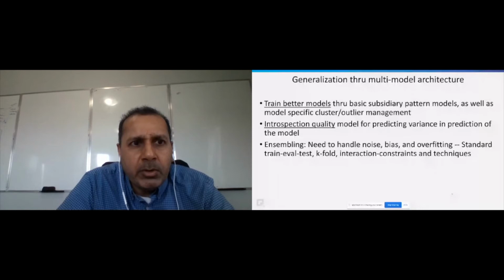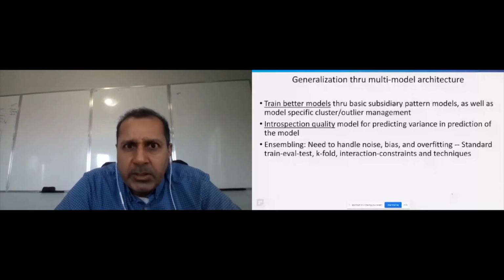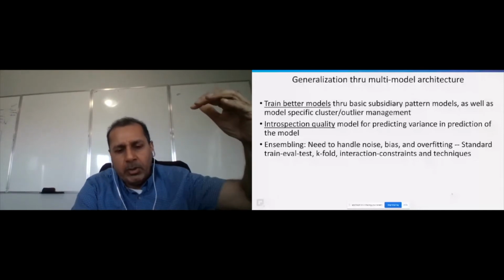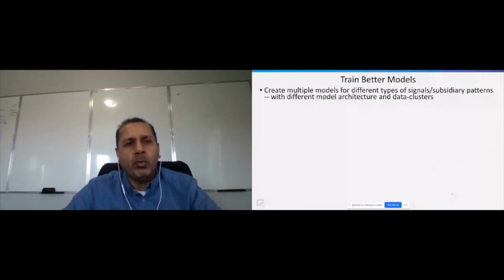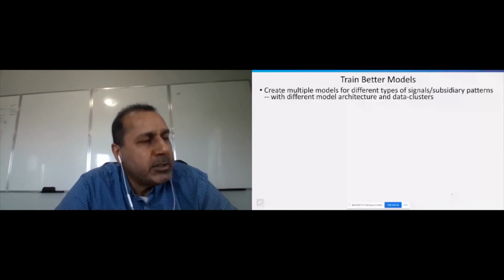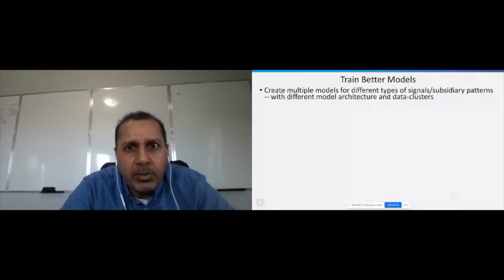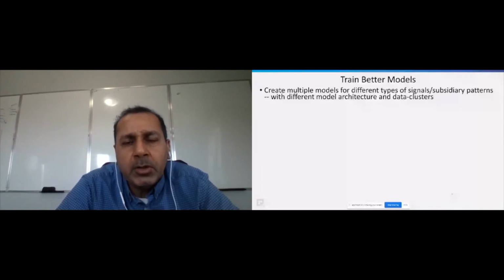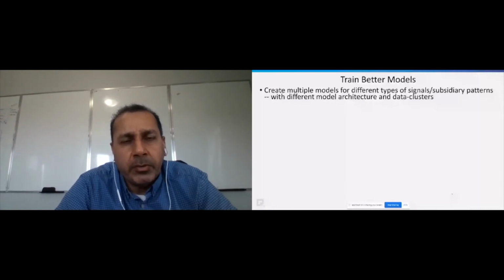So when we talk about training better models, the first notion that we're going to talk about is, how do you take a monolithic model and create multiple models? Why do you create multiple models? And what's the rationale or the hypothesis for creating those models? The entire notion is you want to decompose a complex problem with heuristics as to what your primary and subsidiary patterns are. And then you create matching model architectures to focus on those.